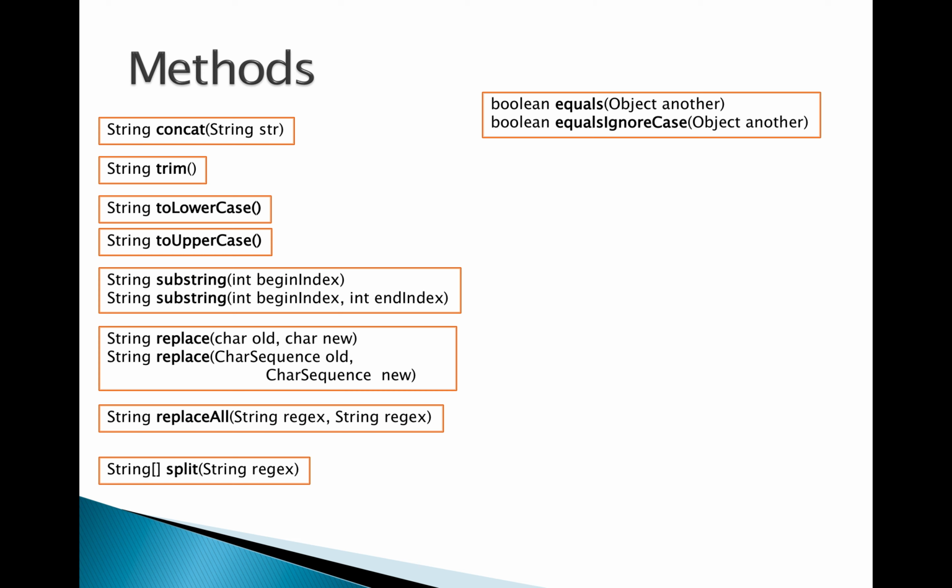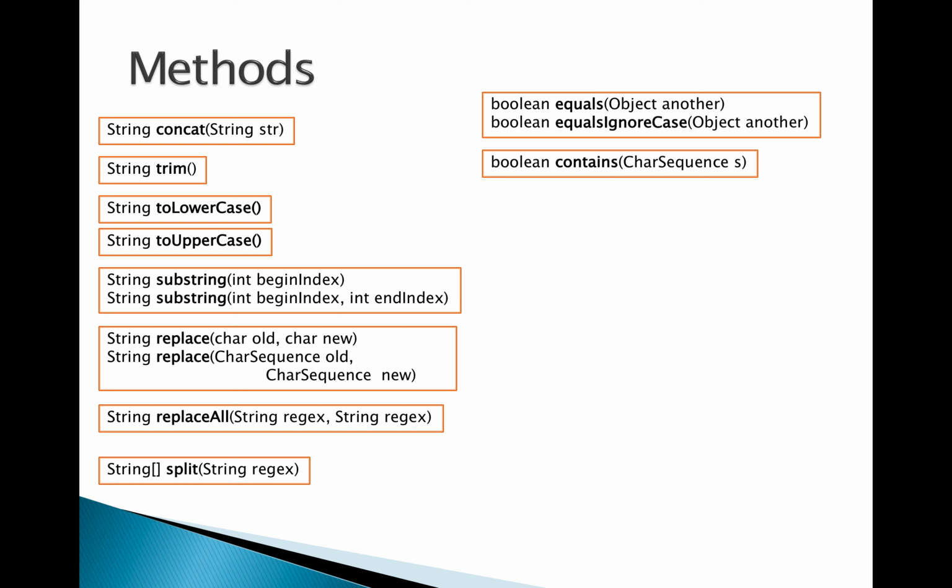You have equals and equals ignore case. Unlike the equal to operator, which always does a reference comparison, basically the memory comparison, here equals and equals ignore case is going to compare the contents, not the memory locations, not the references. It's going to compare the contents here.